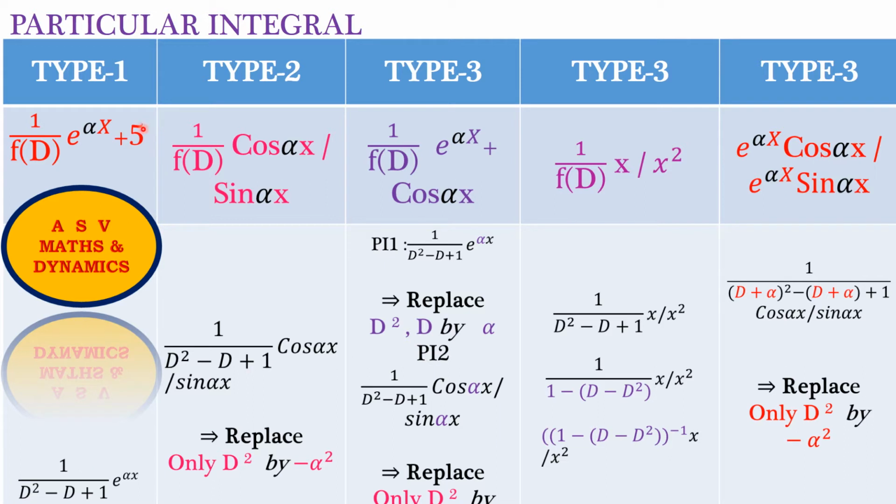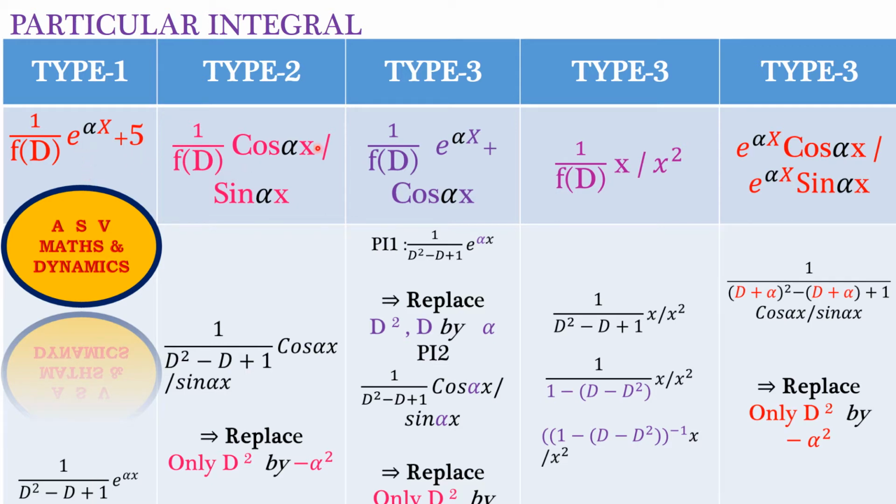Another one, 5, is a constant, but how do you write it? Add e power 0x. E power anything power 0 is 1, so you can add e power 0x, and in d squared you can put 0, 0, and the remaining value is your PI. So this kind of steps you have to follow when you are getting e power ax plus 5.